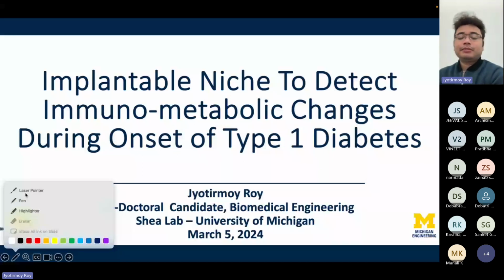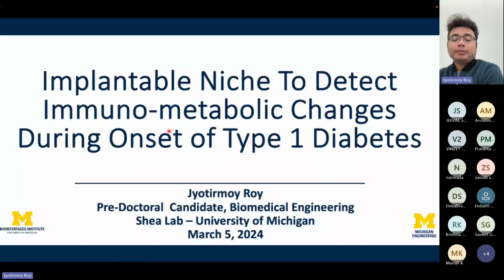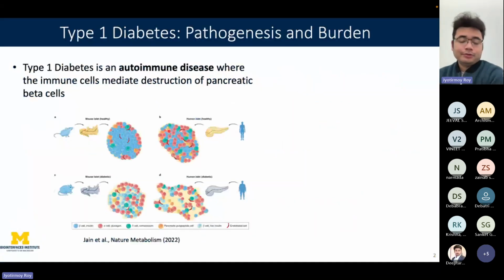So I'll be talking about my project, which involves developing an implantable niche to detect metabolic changes during the onset of type 1 diabetes. Before going into what I am doing on the biomaterial side of things, I'd like to give a brief introduction about what type 1 diabetes is, the pathogenesis, and the burden related to it.